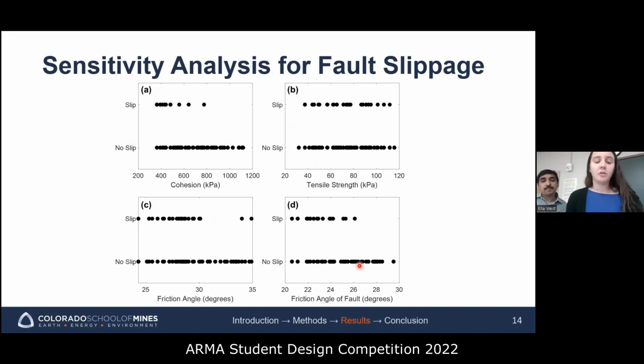So this means that fault slip is actually triggered by a combination of all of these strength input parameters. And this validates our usage of the Monte Carlo statistical analysis for evaluating percentage of slip, where multiple combinations of all of these strength input parameters must be tested for a comprehensive slip analysis.